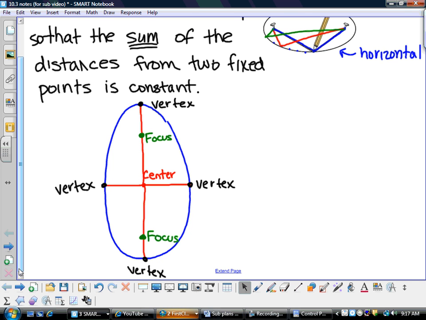Those are the important parts of an ellipse. An ellipse has a center, 4 vertices, 2 foci. And anytime we talk about an ellipse, you'll need to be able to find those important features.